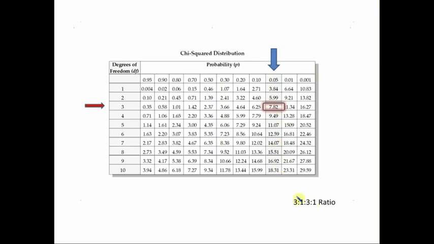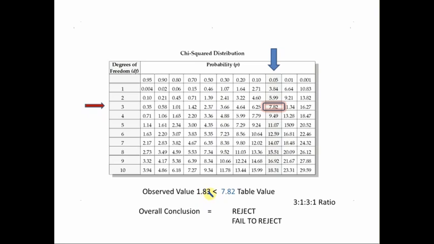So the question is, given our observed value, which is 1.83, is it larger or smaller than 7.82? Well, obviously it's much, much smaller than 7.82, our table value. So we are on this side of the answer, and when we're on this side of the table, that means we fail to reject. We say that there's no evidence from the data we've collected that we violate a 3:1:3:1 ratio. Now, it doesn't mean the 3:1:3:1 is the correct one. It just means that we do not, in our data, have the ability to reject that the underlying data actually came from that particular ratio.